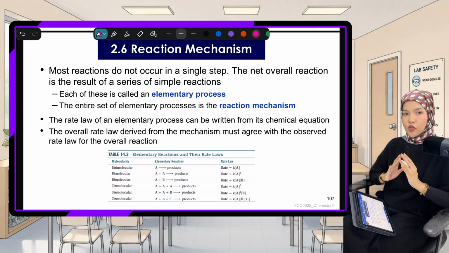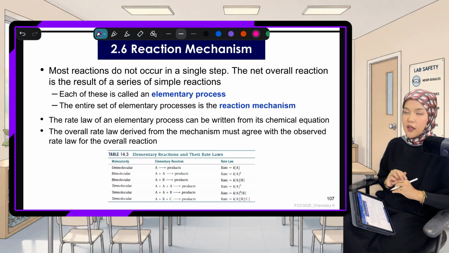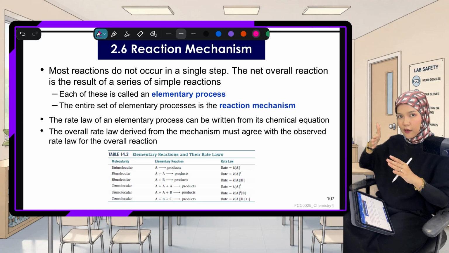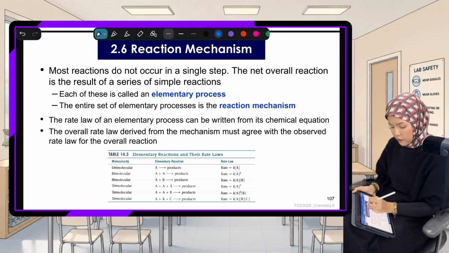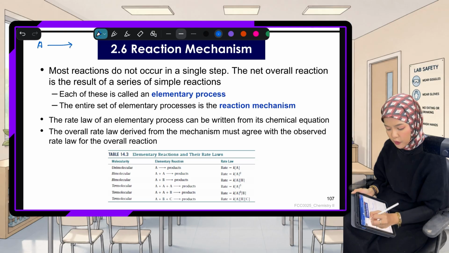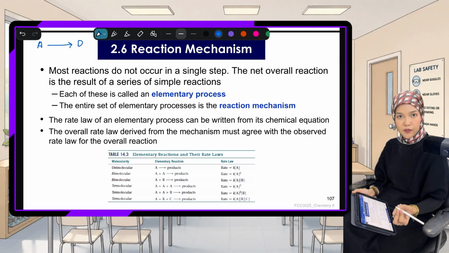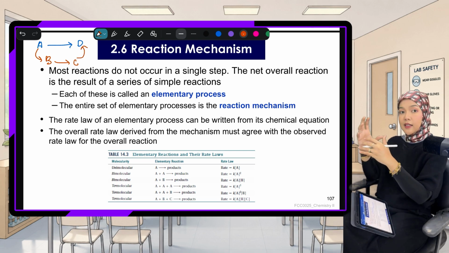Reactions, most of the time, do not occur in one single step. They can go through some kind of intermediates to get to the product. For example, you form A, to produce, let's say, D. So sometimes they do not go straight. Sometimes A forms B first, B forms C first, and then C only will form the D.